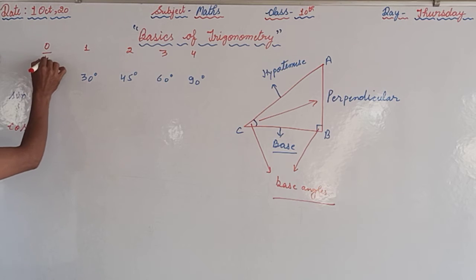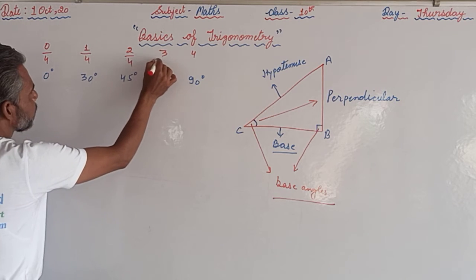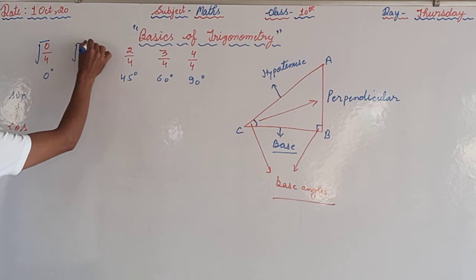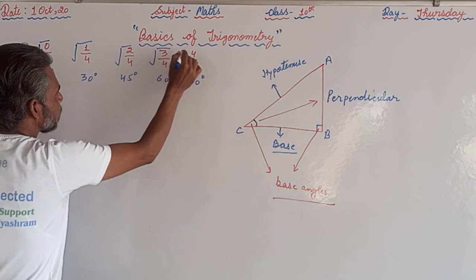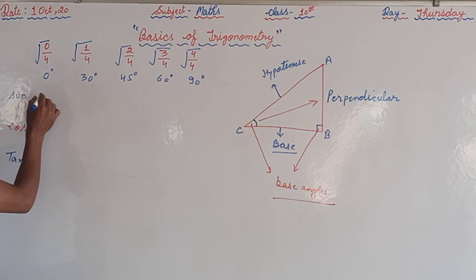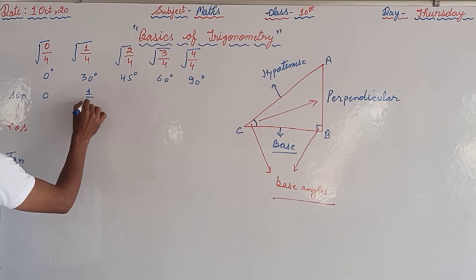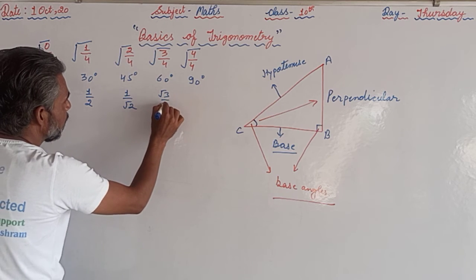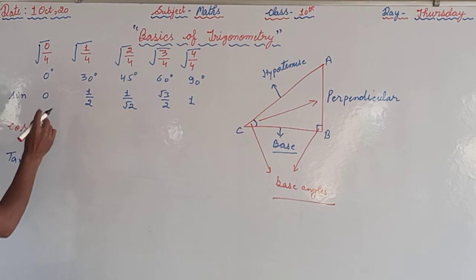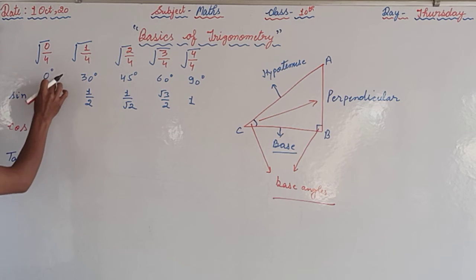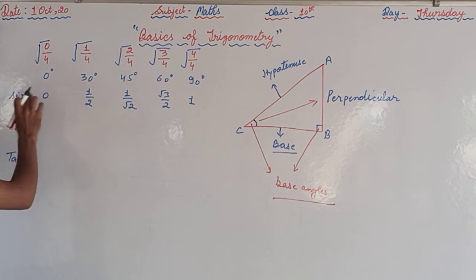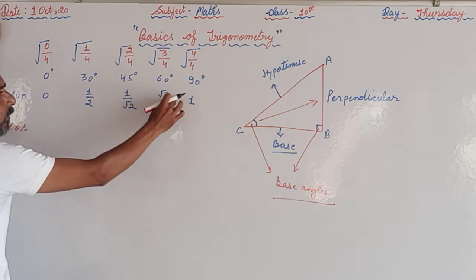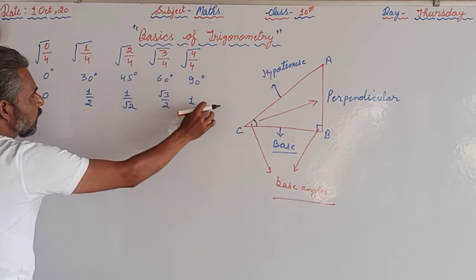Then we divide all of them by 4, and then we take the square root of each fraction. So the square roots will be 0, 1 upon 2, 1 upon root 2, root 3 upon 2, and 1. So the first line we got is sin theta: sine of 0 degree is 0, sine of 30 degree is 1 upon 2, sine of 45 degree is 1 upon root 2, sine of 60 degree is root 3 upon 2, and sine of 90 degree is 1.